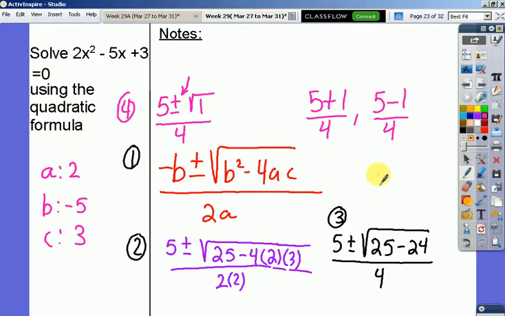So my x values are x equals 6 over 4, which reduces to 3 over 2, and then 4 over 4 reduces to 1. Okay. Do you have questions on that? For those of you that like just a method to your madness, this is it. This will not fail you. If you can memorize it, you're golden.